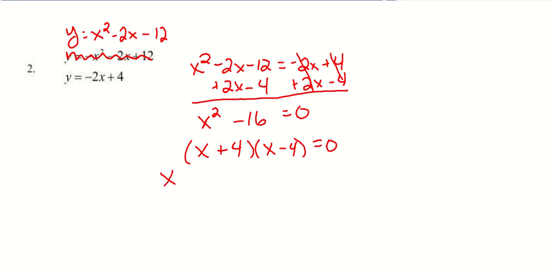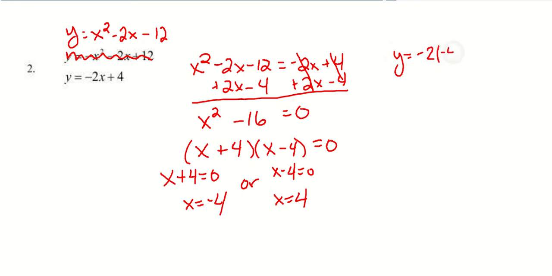Then my zero product property, so x plus 4 is equal to 0, which means x is equal to negative 4, or the other solution, x minus 4 is equal to 0, so x is equal to 4. Okay, so now what we have to do is take these two answers and plug them into one of the two equations. We'll use, once again, our linear.